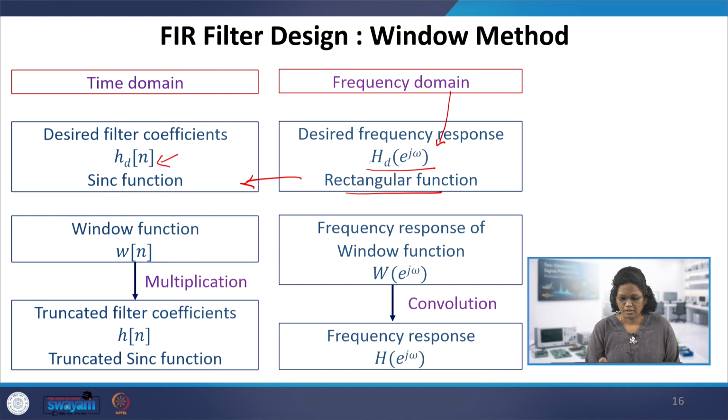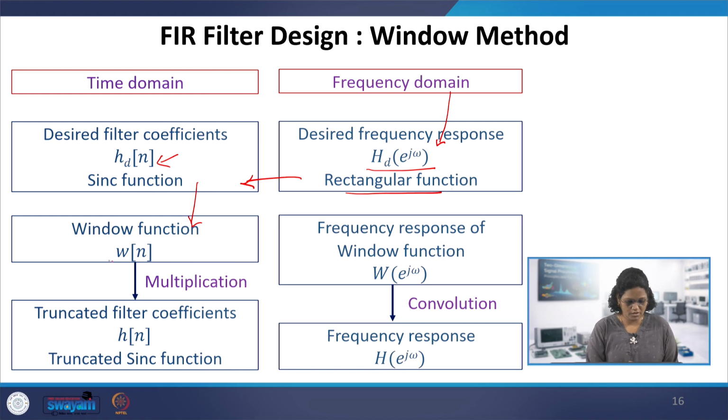The ideal low pass filter will have an infinite number of coefficients in the filter, this HD of n, which is a sinc function. So we cannot use this; the ideal filter design is not possible. Practically we cannot have an infinite number of coefficients, so we need to truncate it using a window function.